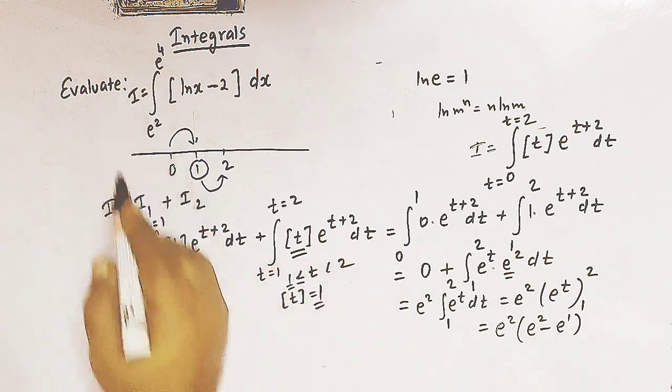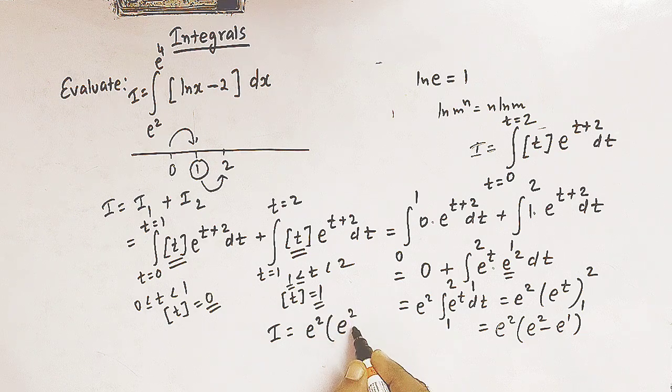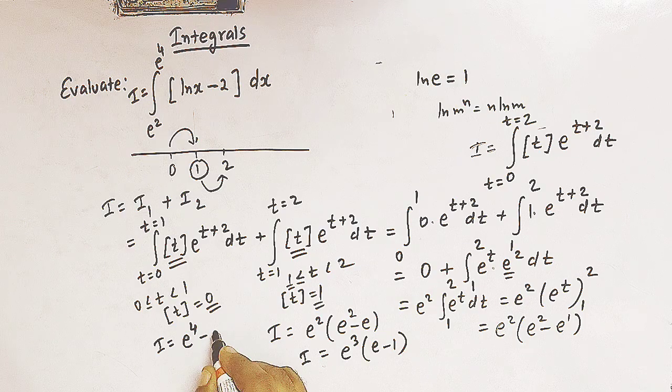So the value of this integral I is equal to e square times e square minus e, which can also be written by taking e common here. So when we take e common, it gets multiplied with e square. So this is e cube, and here we have e minus 1, right? So the value of this integral is e cube times e minus 1, or we can also write this expression as e raised to 4 minus e cube.